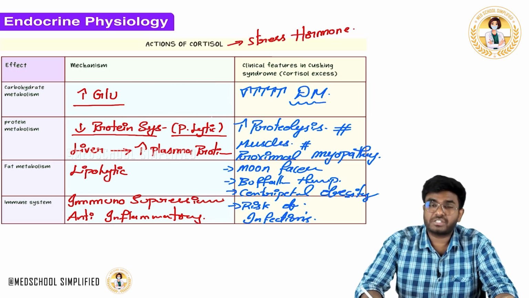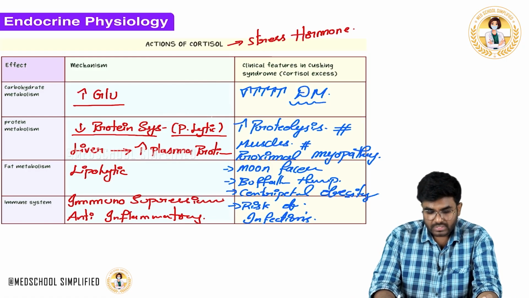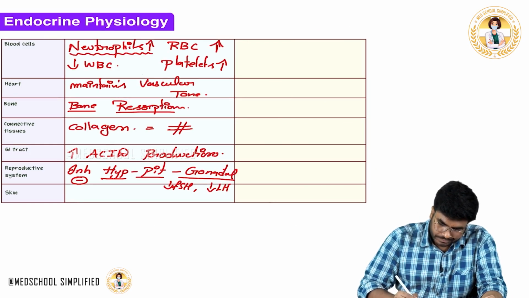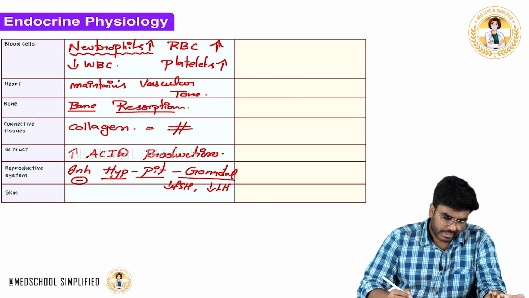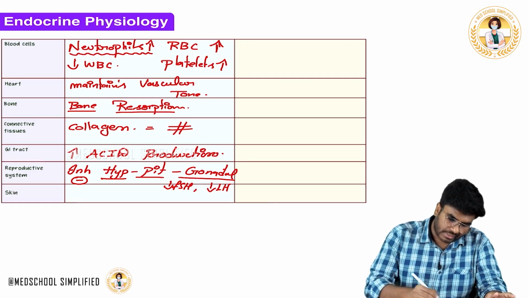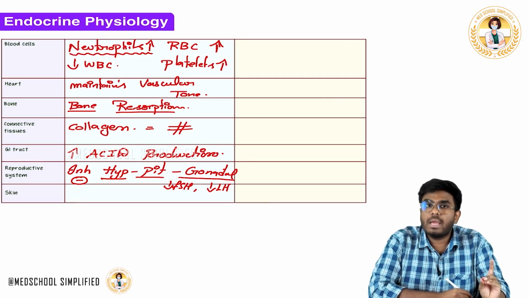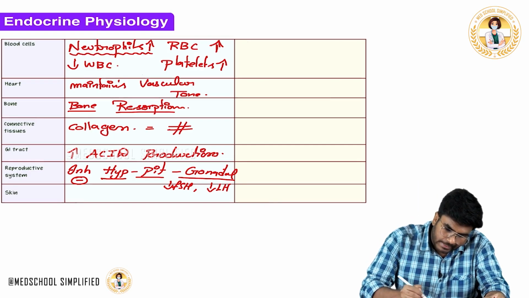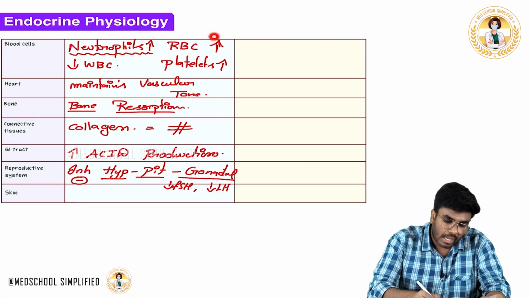This immunocompromised state will cause the risk of infections. Same here also: increased neutrophils or decreased other WBC. A decrease in the other WBC will lead to recurrent infections. But one important point I want you to know is, see here, the platelets are increased, RBCs are increased.